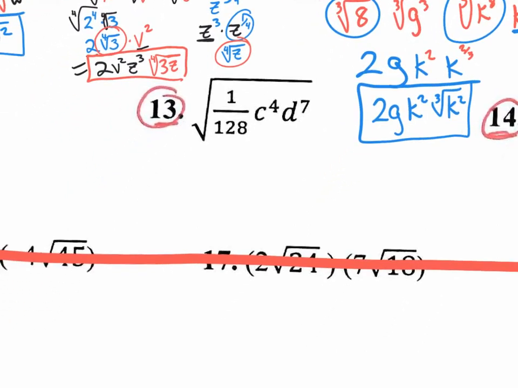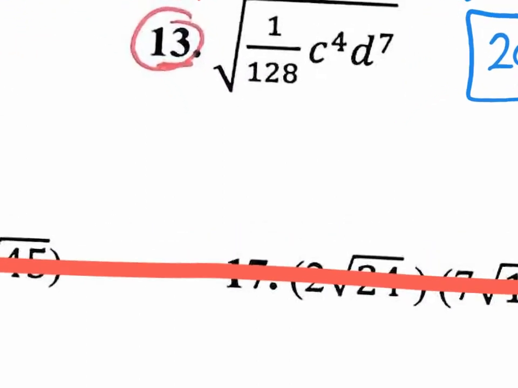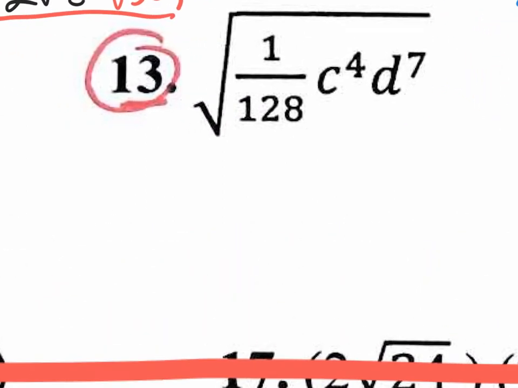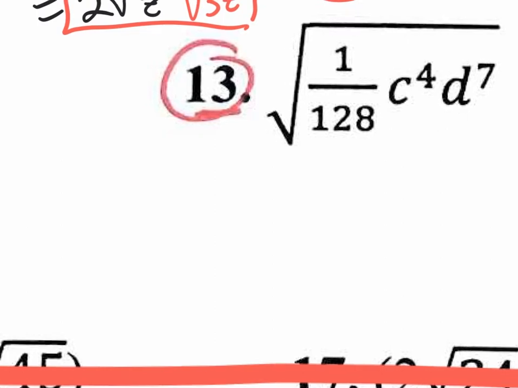Number 13 is way more challenging. By the way, you obviously do not have enough space on this worksheet. I don't even have enough space, and I could zoom in a lot. You guys are going to probably have to write this separately in your notebook. Number 13, we're going to divvy up this radical into each of those terms. I want to put the radical on the fraction 1 over 128, the radical on the c to the 4th, and the radical on the d to the 7th. So each of these becomes like a separate problem to do in itself.